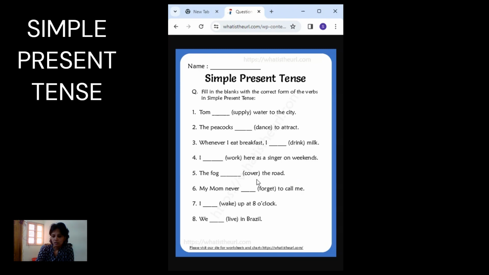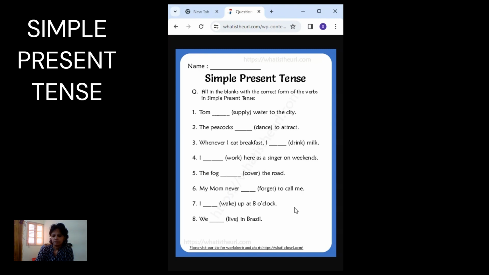The fog covers the road. We should add s here. Yes, covers. The fog covers the road. Because we are talking about the third person, he, she, it, we add s to that sentence. Fog means one more word, mist. Mist is similar to fog.